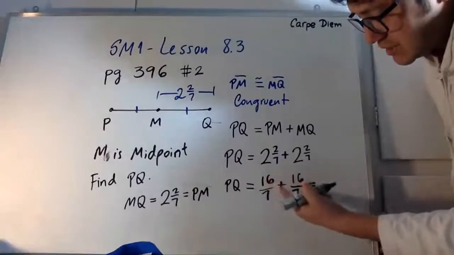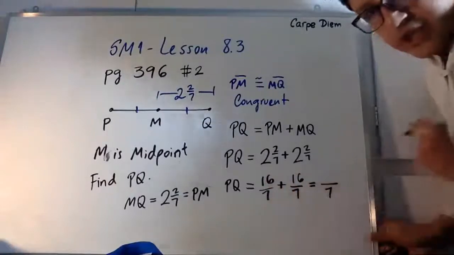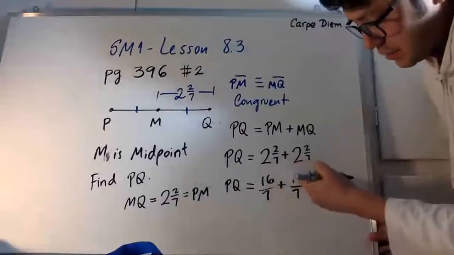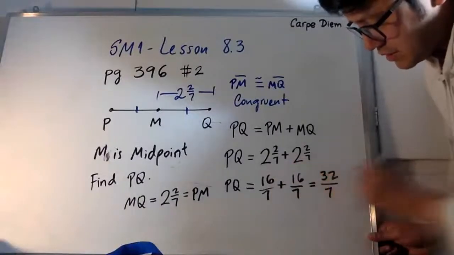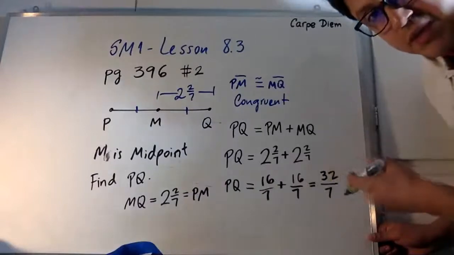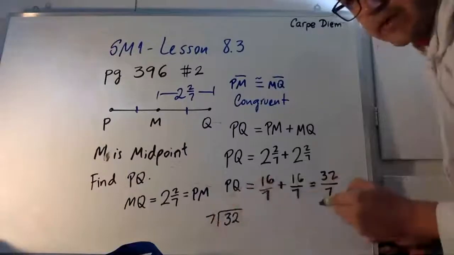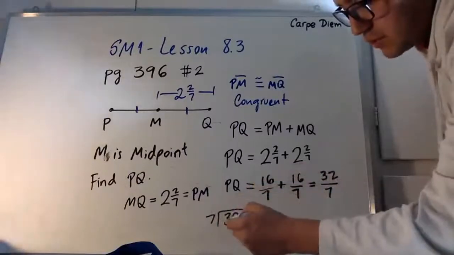So 16/7 plus 16/7, we have the same denominator. We don't have to change anything. And 16 plus 16 is 32. As long as you show it like that is okay for me, but it seems like Big Ideas probably will ask you to convert it. 32 divided by 7, and then you work it out that way.